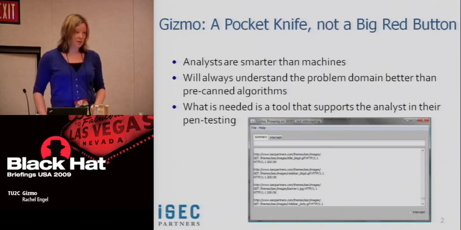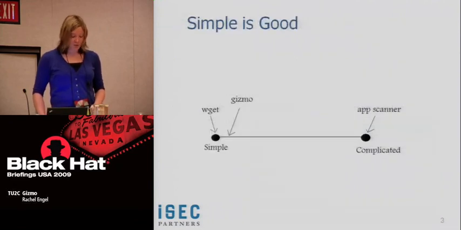And before I was a security analyst, I was a programmer. And so my first thought was, I need a tool to do this well and to do this easily and to do this simply. And so I built Gizmo. Gizmo is an open source proxy. It's a GPL, so you can download it and contribute source. You can get it right now off from either ISEG Partners or from Google Code.